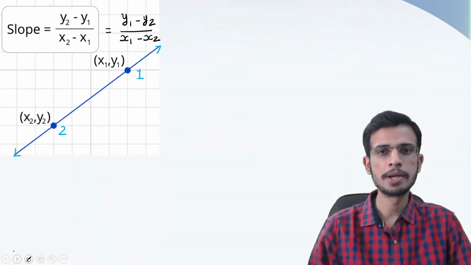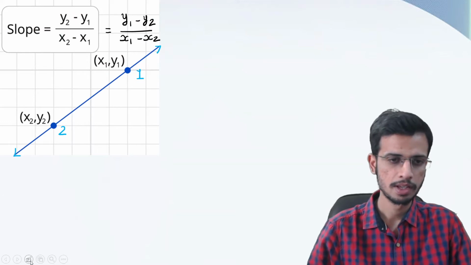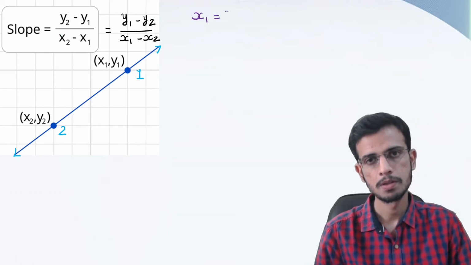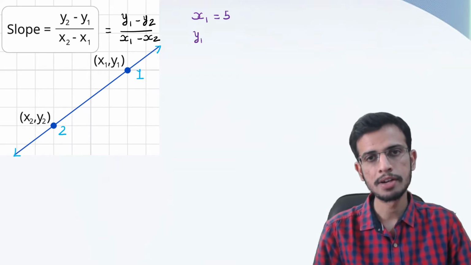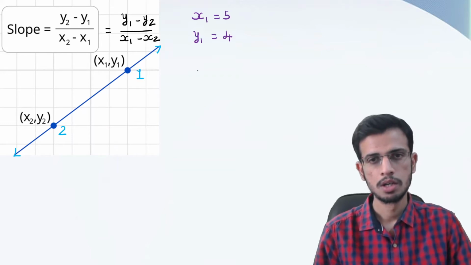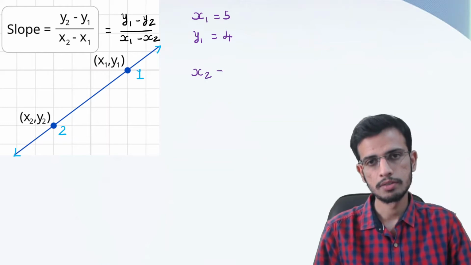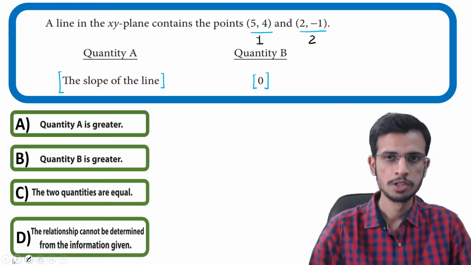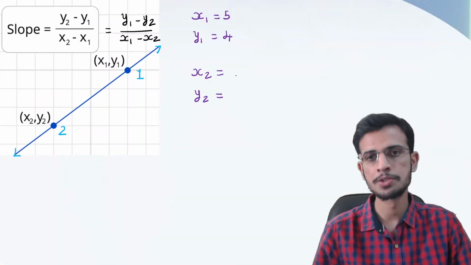So let's call them point 1 and point 2. x1 will become 5 and y1 will become 4. For the second point, x2 is equal to 2 and y2 is equal to minus 1.